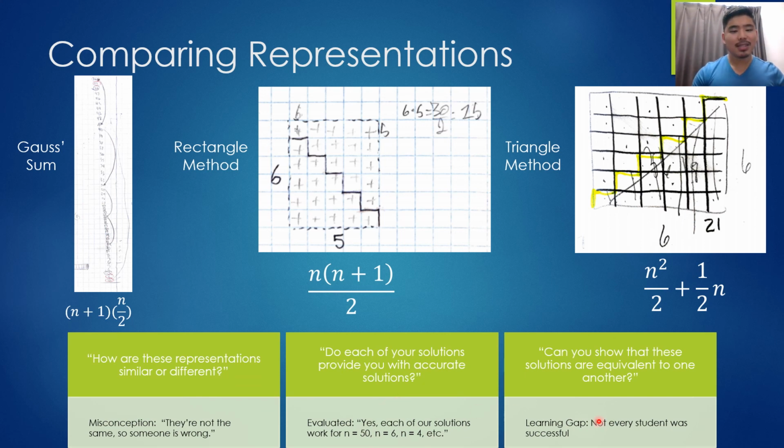However, they still did not see that each of their expressions were equivalent. So one of the learning gaps that I found was that not every student was successful in determining how each of these were equivalent. Some of my students were able to simplify each of these expressions until they look like one another, but all of my students were not able to do so.